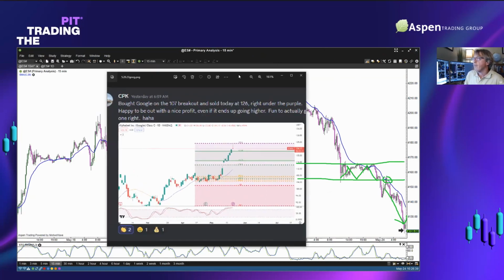Here's a chart that one of my clients sent me last week. And unsolicited, he just was like, holy crap, this is great. He bought Google. These levels were all drawn on his chart. He bought Google on this breakout above this orange level at 107 and rode it all the way up to the next highest level at 126 over the course of, this is a daily chart, about 7-10 days.